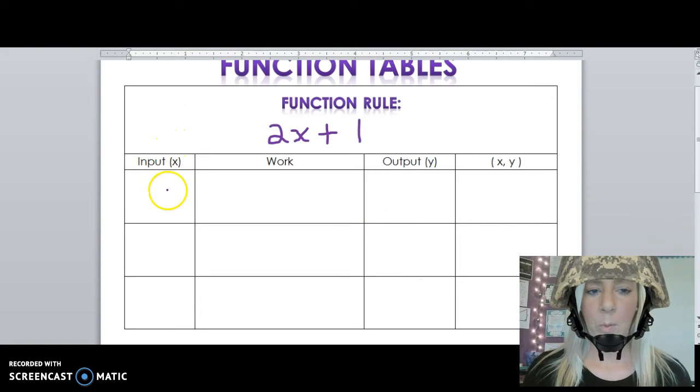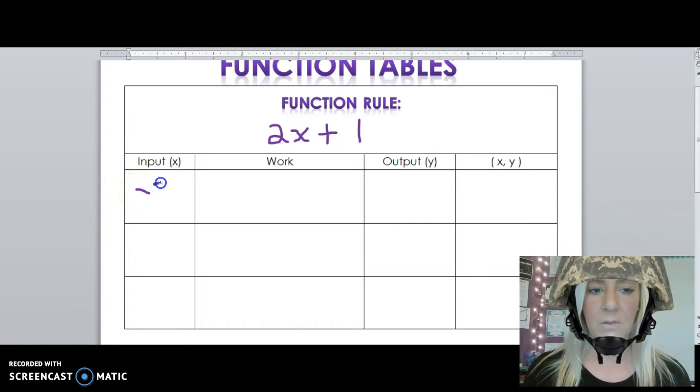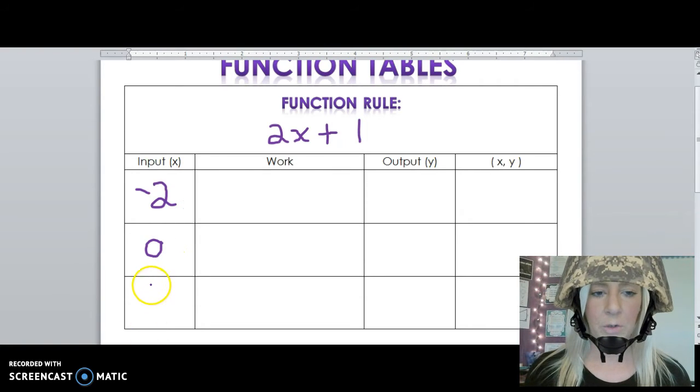So for your inputs, in order for you to have a line, you need at least 3 points to graph. So we're going to pick some random points. We're going to use -2, 0, and 2.